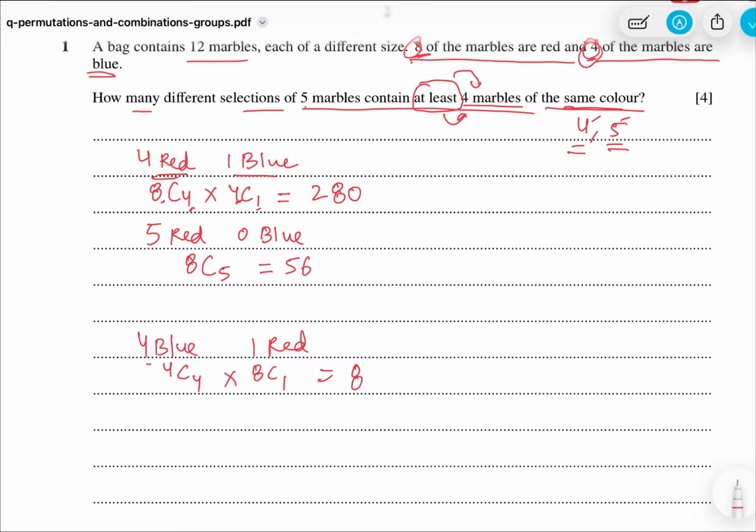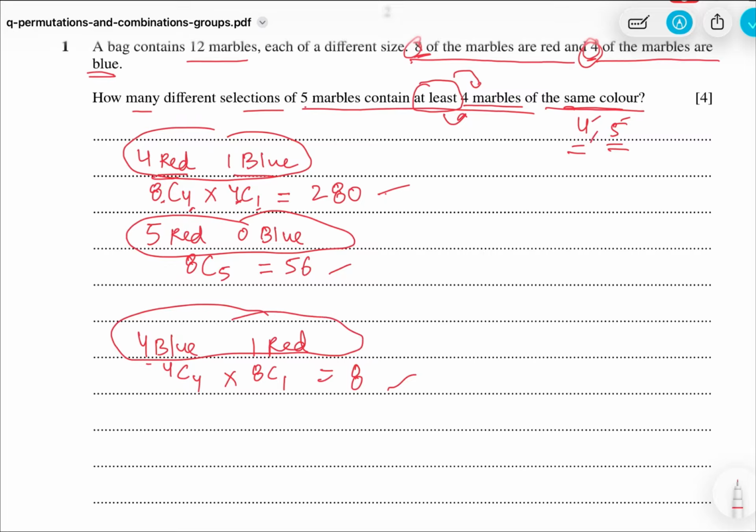Yes or no? Yes. See, these are mutually exclusive events. These cannot happen at the same time, right? Either I can choose this one or this one or this one. Yes or no? So we will add them. If we add 280 plus 56 plus 8, we will have our answer as 344. Very good learners. You got this one also correct. Let us move on to the next one now.